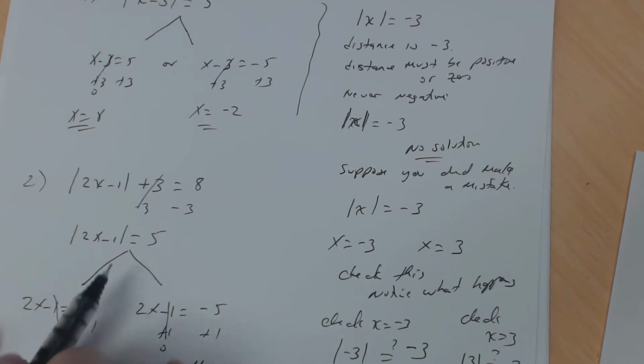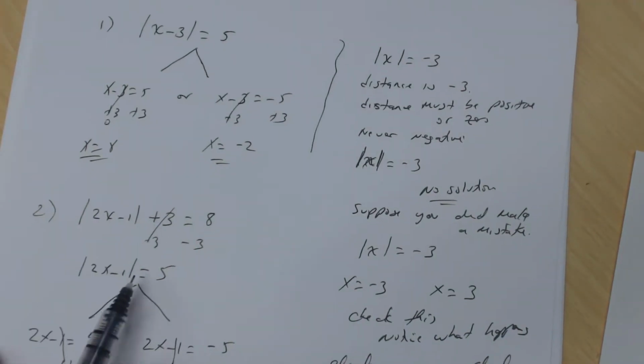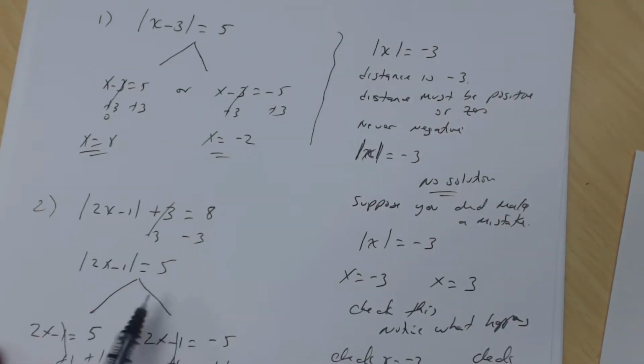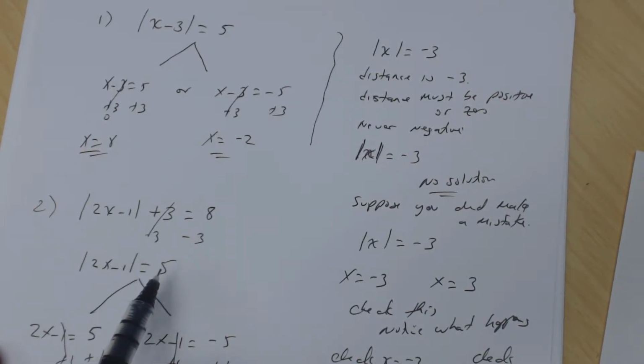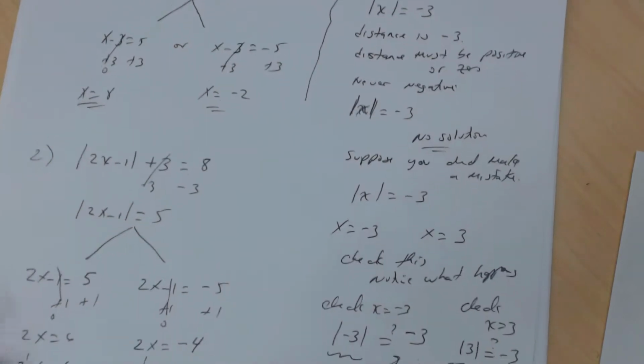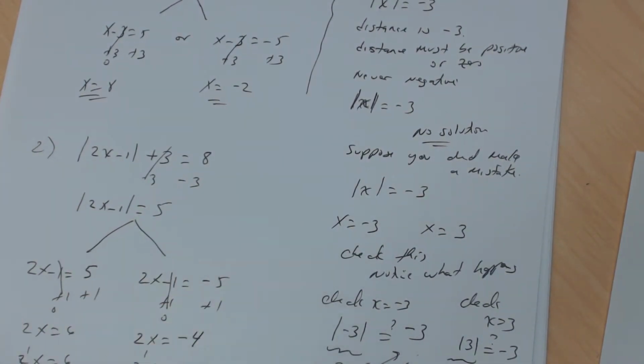All right, so remember, you must get the absolute value bars by themselves before you can split it up. And then once it's by itself, then you split it up. So this expression must equal 5 units to the right of 0, and this expression must equal 5 units to the left of 0. So hence positive 5, negative 5.